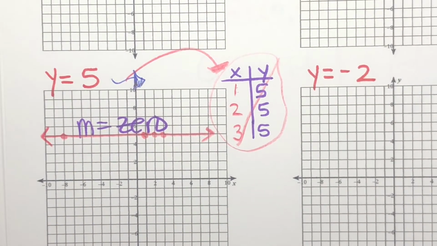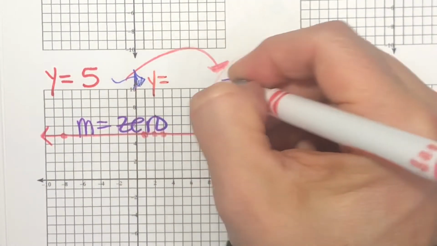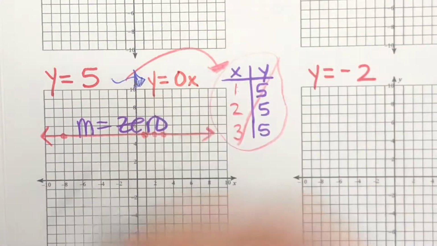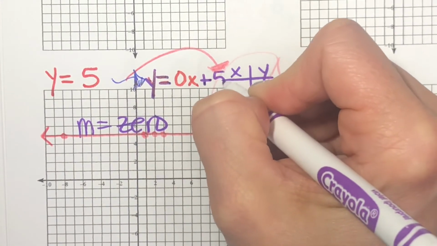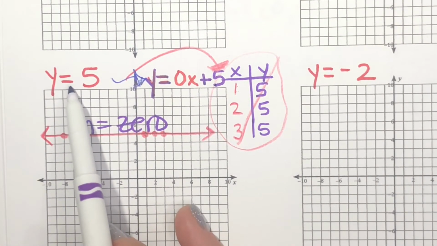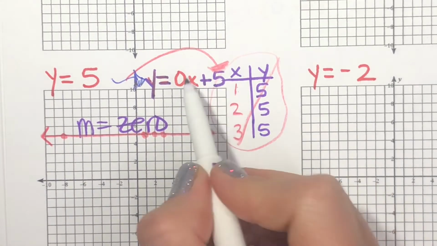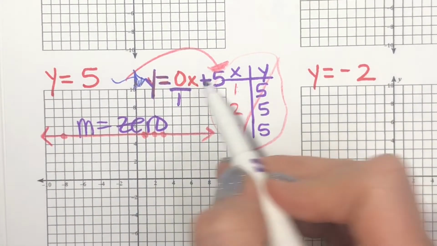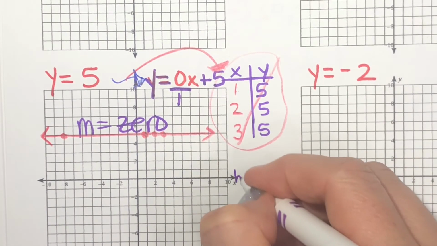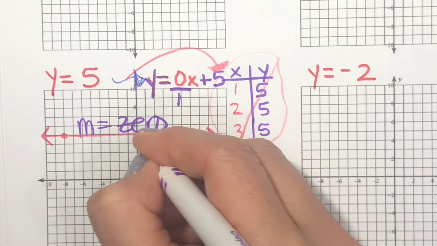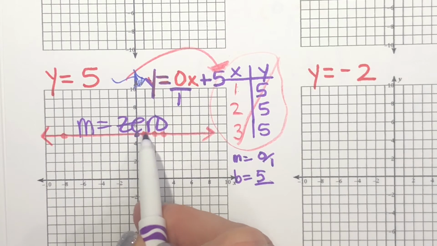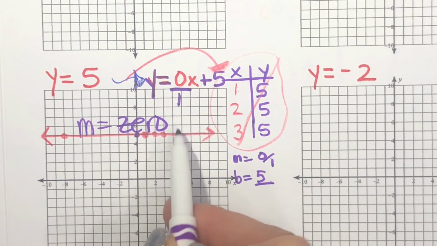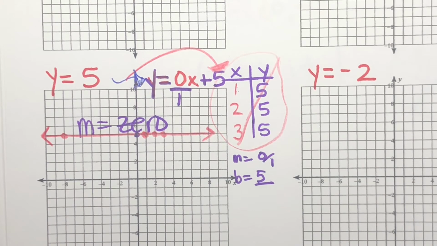If you have y equals, and this is another way to do this, 0x. Let's do it this way. Y equals 0x plus 5. So you're not really gonna see this equation written this way, but I wanna show you that you can fall back on it if you need to. Here I am starting my b at 5, right here. And what's my slope? 0, which means up 0 over 1, up 0 over 1. So y equals 5 is a horizontal line that crosses the y-axis at 5.